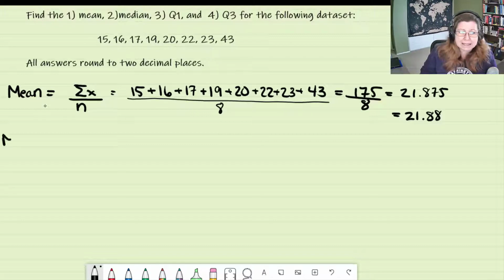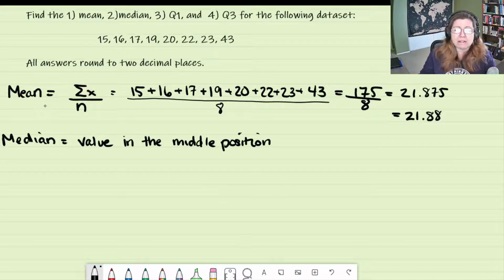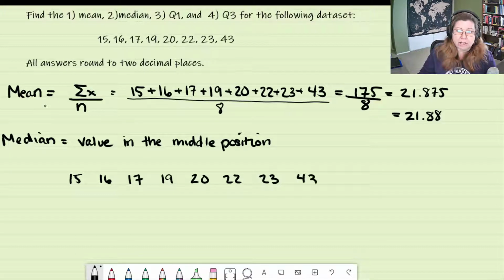The median means the value sitting in the middle position. So the values must be ordered low to high, which indeed they are. So good, they are in ordered position. So I'm going to write down my values: 15, 16, 17, 19, 20, 22, 23, and 43.